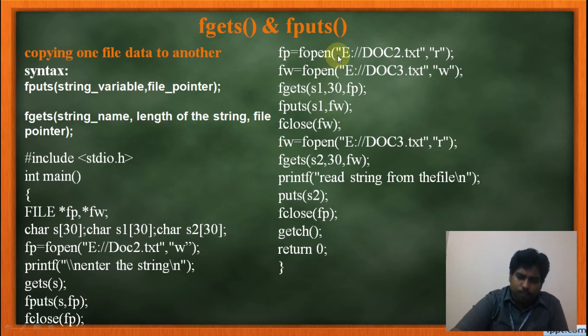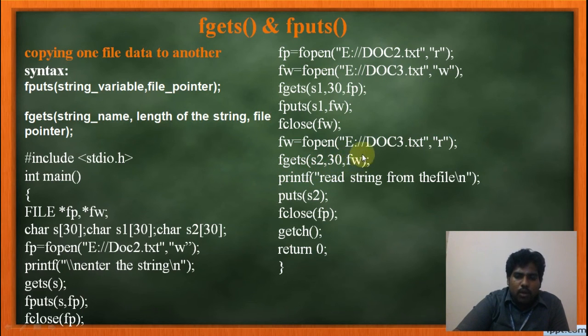Now again I am opening the second file. Okay, I closed the first file and second file. Again I am opening the second file, fw equal to fopen in read mode. Why am I opening here? Now I am going to retrieve the data from the second file and display it in the black screen, the console screen, your output screen. For that I opened it in the read mode. Now fgets of, again I am using it, it's read mode, right? So only I can use fgets.